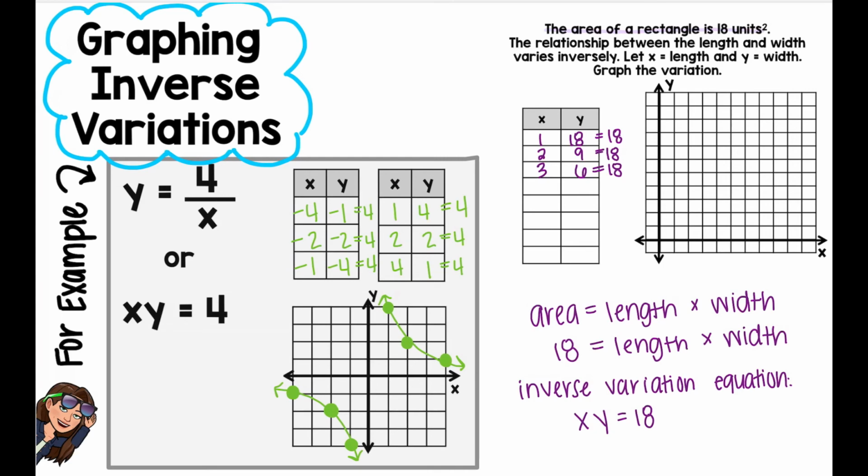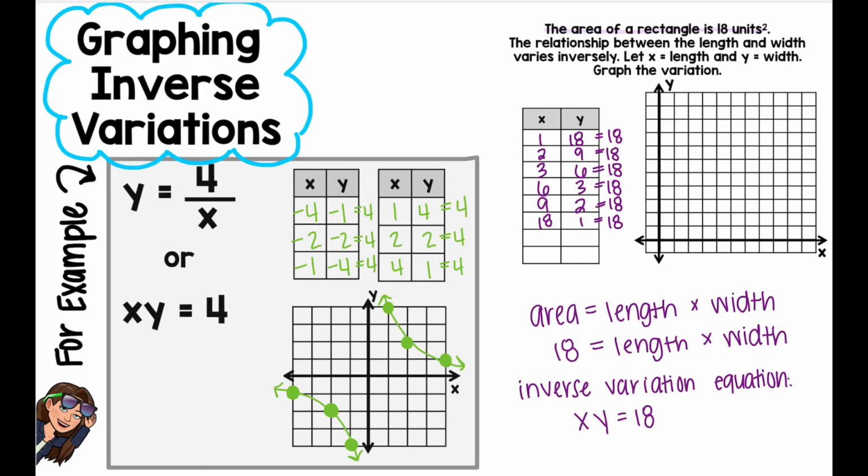4 times a number is not going to give me 18. 5 times a number is not going to give me 18. 6 times a number does give me 18. 7 times a number won't be 18. 8 times a number won't be 18. 9 times 2 gives us 18. 10, 11, 12, 13, 14, 15, 16, and 17 do not go into 18 evenly, so the next number would be 18 times 1. And we can't go any further than that.